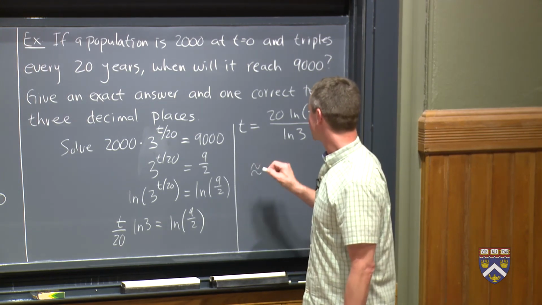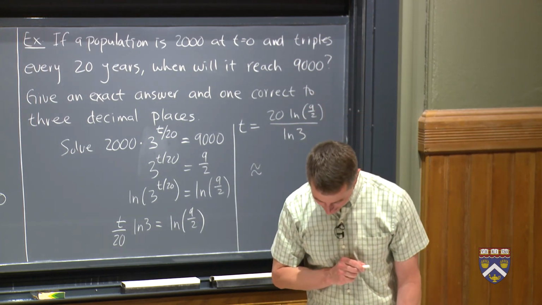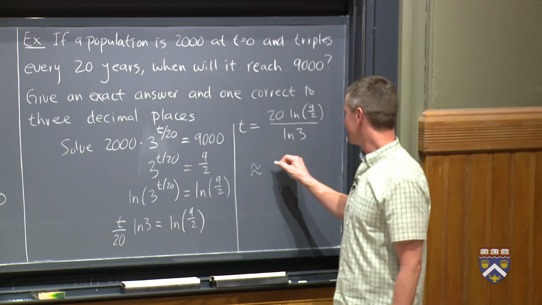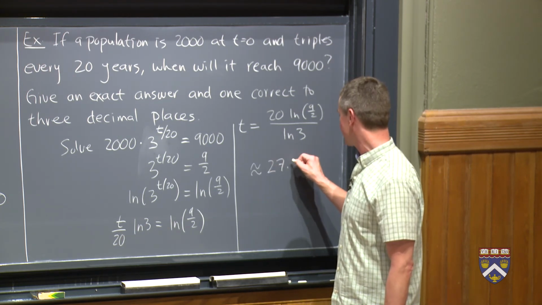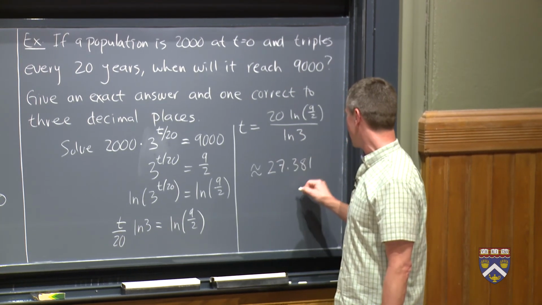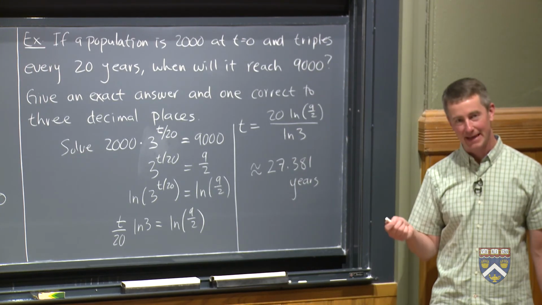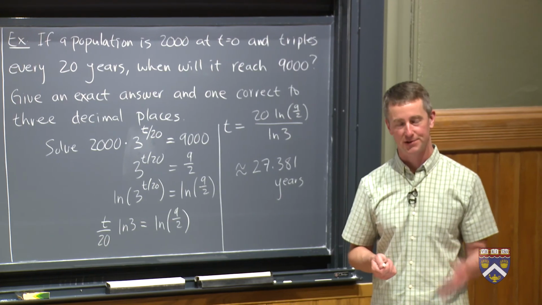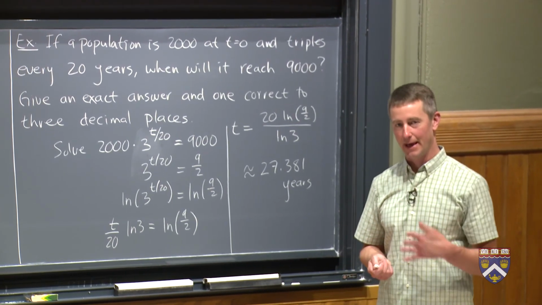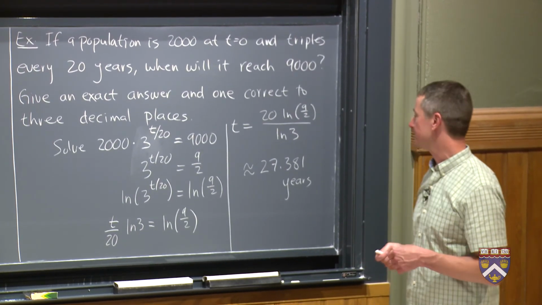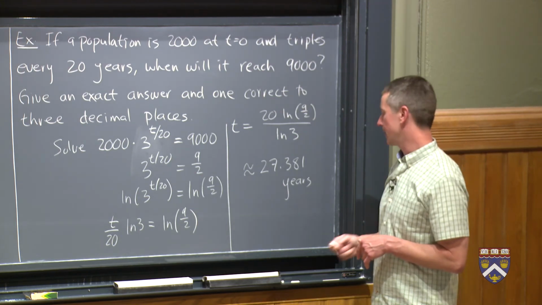And since we were also asked for one correct to 3 decimal places, now you go ahead and put this into your calculator. And you should get, assuming I did this correctly, 27.381 years. And you notice that is in the range of what we expected it to be, right? We thought it had to be more than 20 years and not as much as 40 years. It had to be somewhere between 20 and 40, and that's what we get.